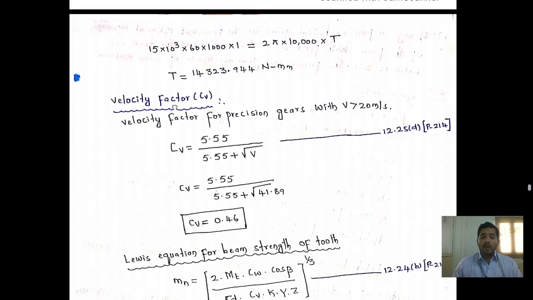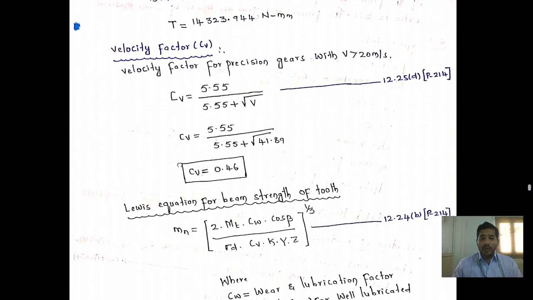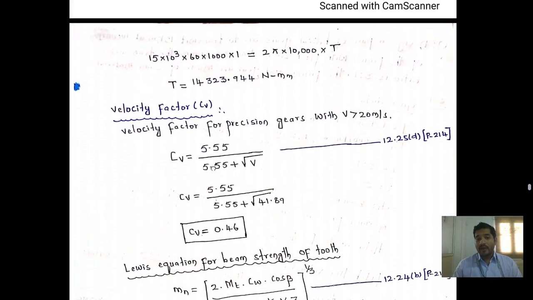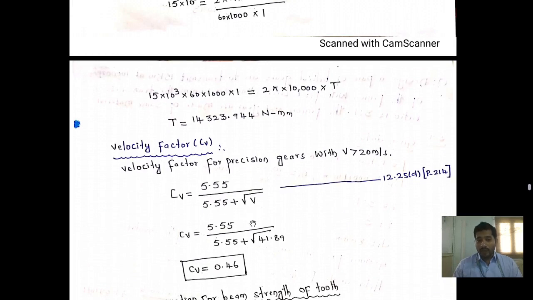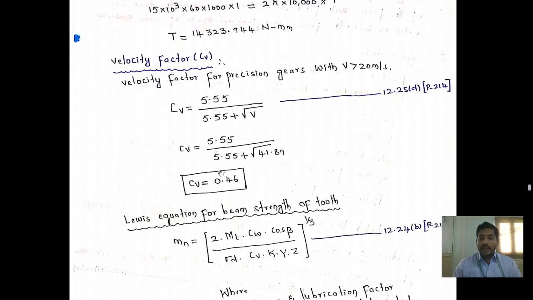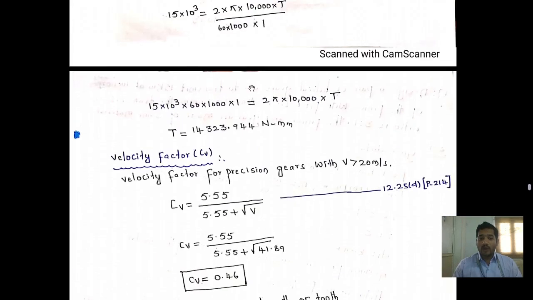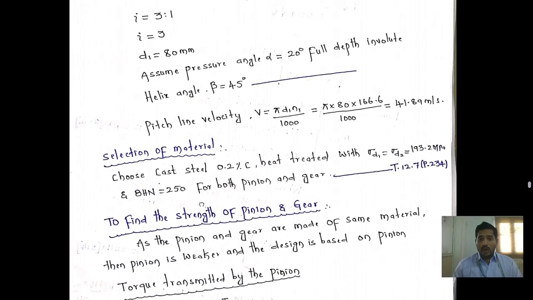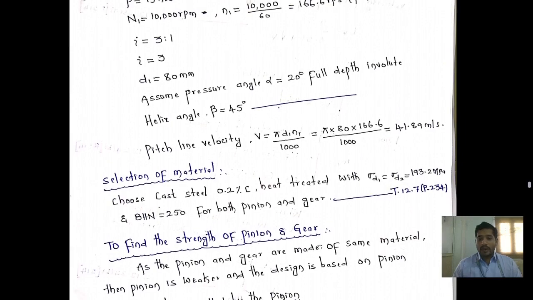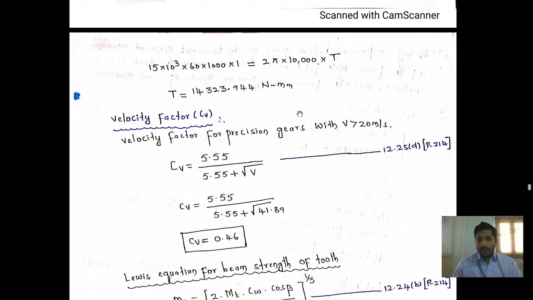After getting the value of moment of torque, we need to find the velocity factor value. So always you need to remember that if the velocity is greater than 20 meter per second, then you have to refer to this formula: CV is equal to 5.55 by 5.55 plus under root of V. So CV is equal to 5.55 by 5.55 plus under root of velocity V. How much did we get here? V, how much did we get here, 41.89 meter per second. Okay dear, so already we understood that 41.89 meter per second, so the velocity is greater, so for that reason we are using this formula. If velocity is lesser than 20 meters per second, we have to use another formula. Is it right?